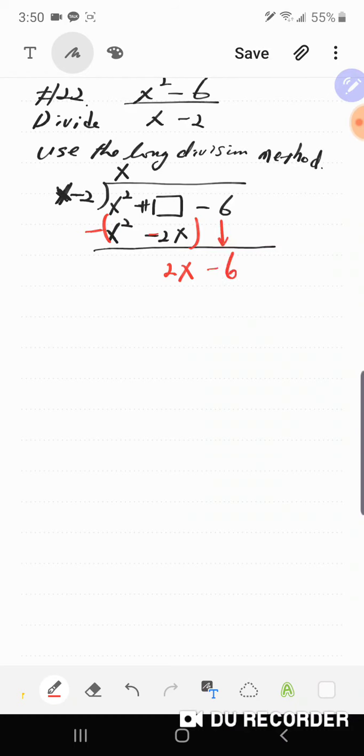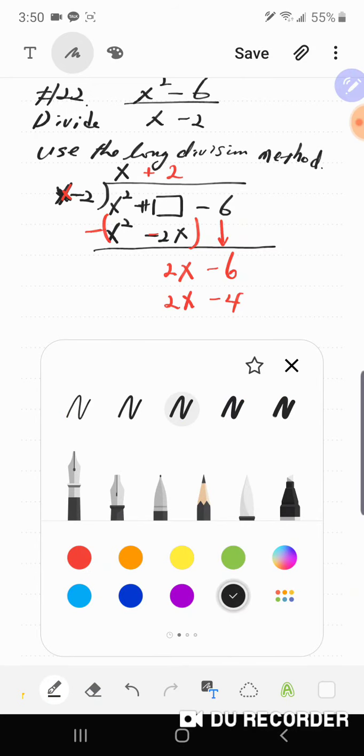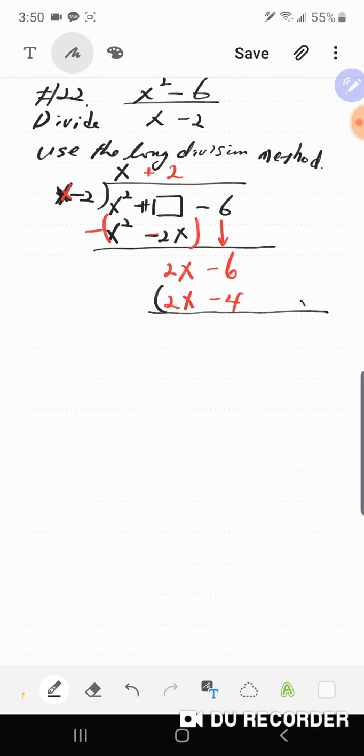Okay, let's find another quotient. So x times what is 2x? It has to be 2, right? So x times 2 is 2x. And then multiply the other one. So negative 2 times positive 2 is negative 4. And then what we do next is subtract. Subtract top minus bottom. Then 2x minus 2x is 0. Negative 6 minus negative 4, minus a negative is positive 4. So negative 6 plus 4 is negative 2. Then this is the remainder.